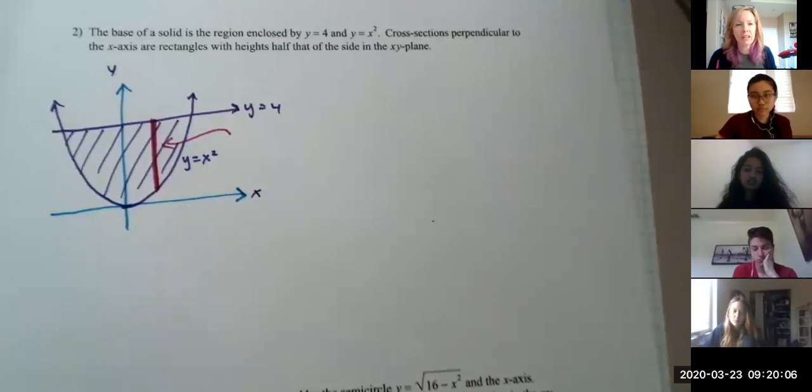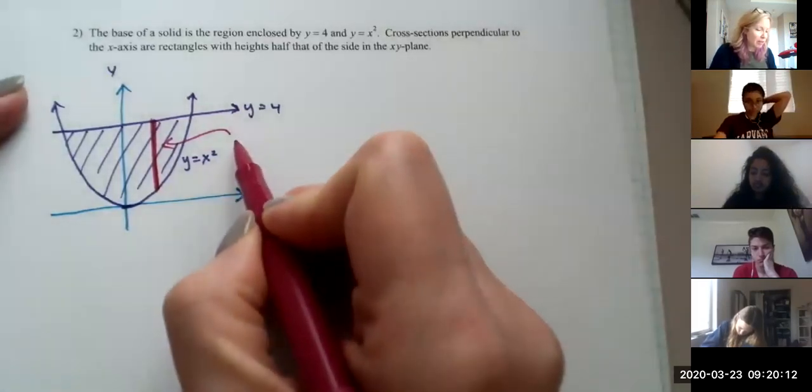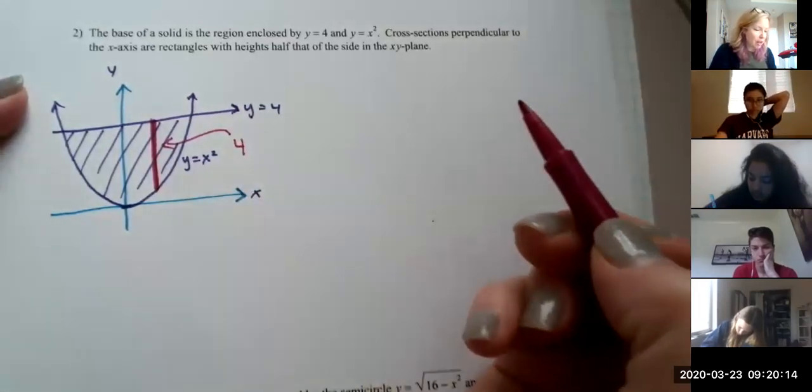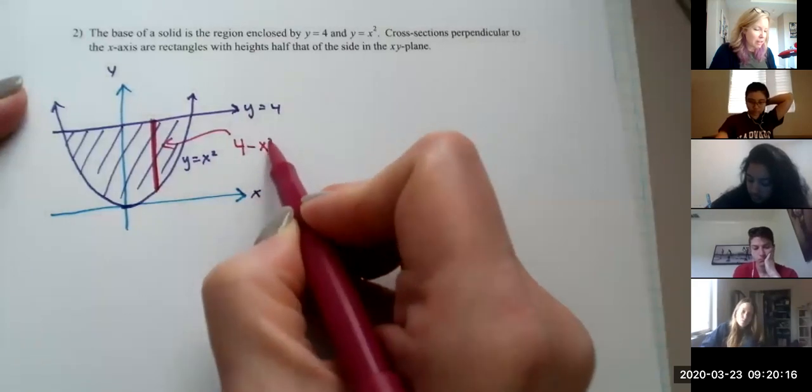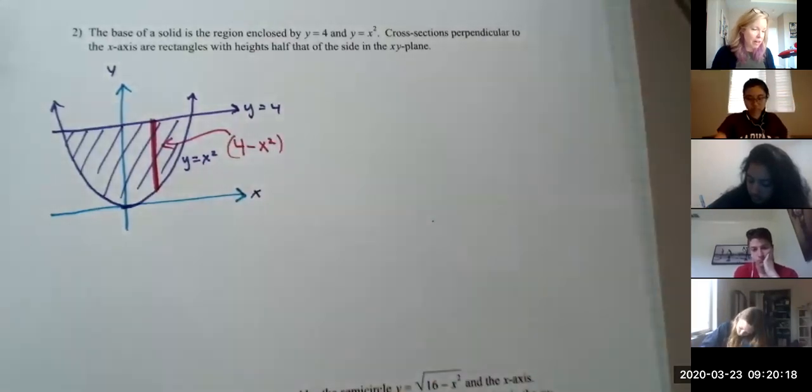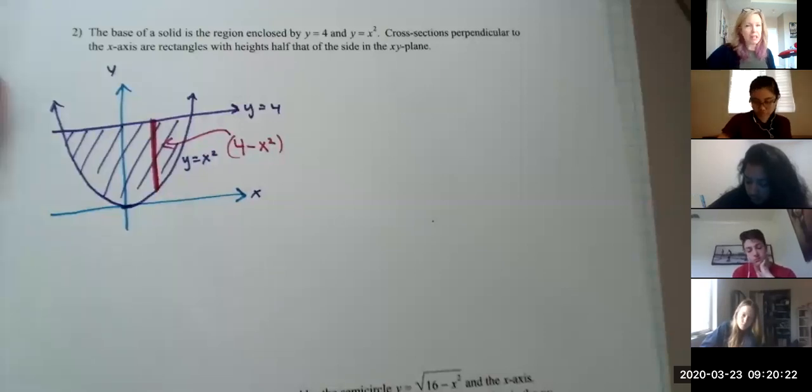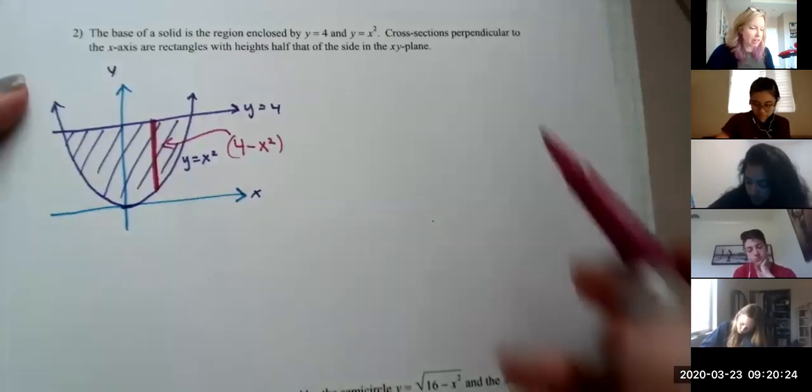Good. Yeah. Okay. Exactly. Right. Remember, it's always the upper function minus the lower function. So that pink line right there, the upper function is the line y equals 4. Lower function is x squared. So that expression right there, 4 minus x squared, is going to be the length of that line. Good. Okay. But now we're talking about cross sections perpendicular to the x-axis.